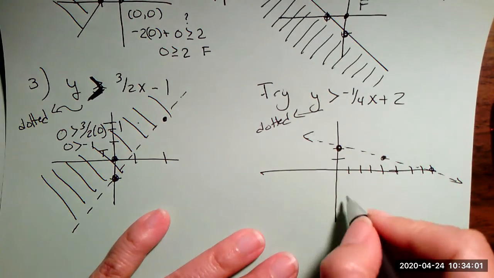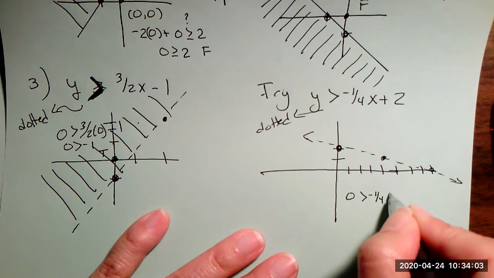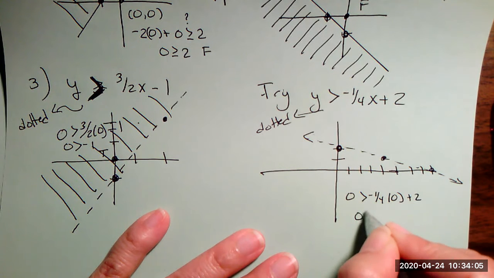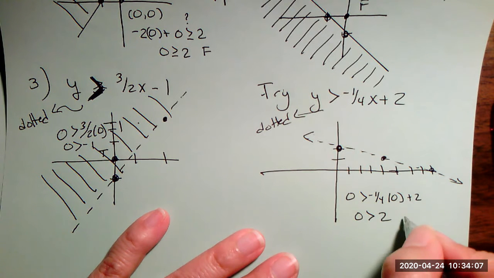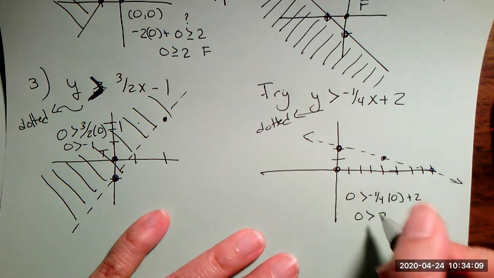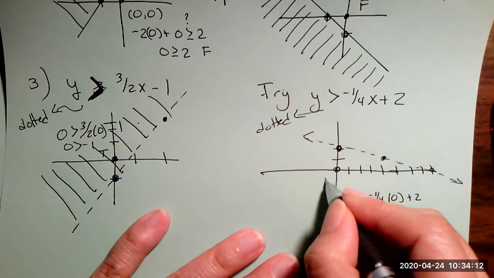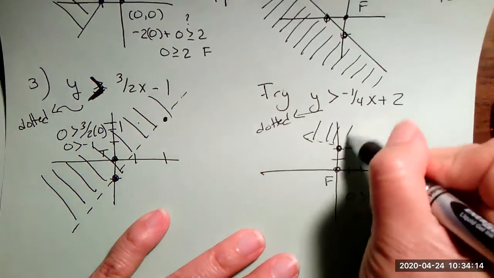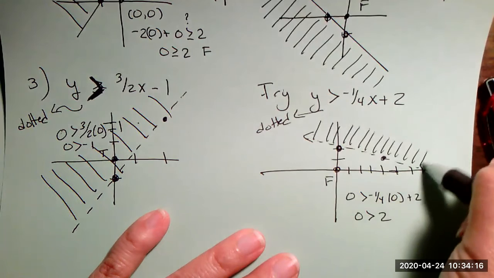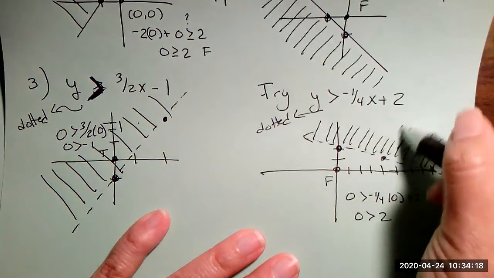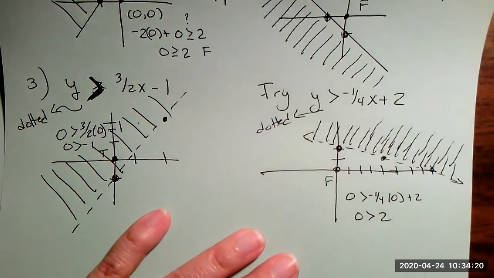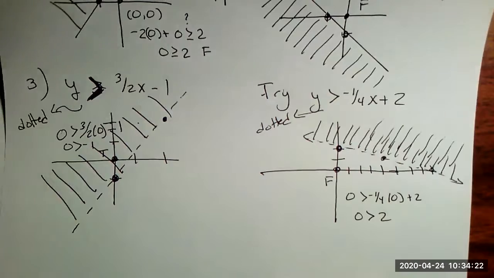I'm going to test 0, 0. So is 0 greater than 2? Right, that's the point I tested. Is 0 greater than 2? That's false. So this is the side I'm going to shade. All right. Last one. Let's try this one.